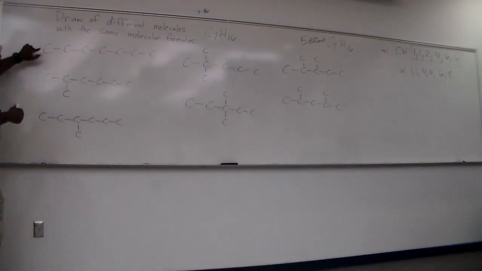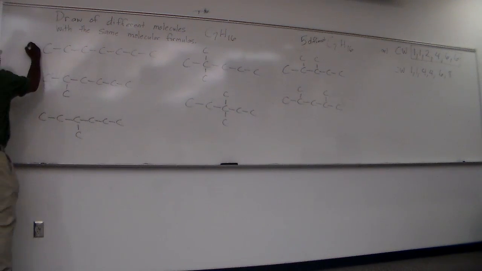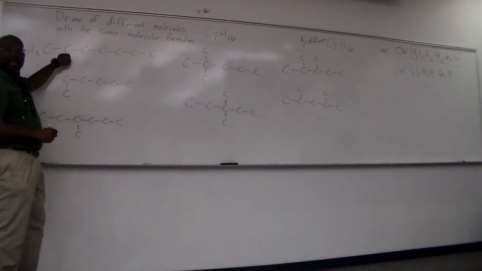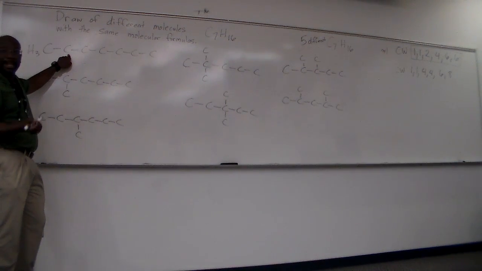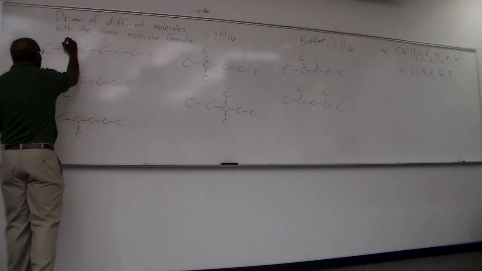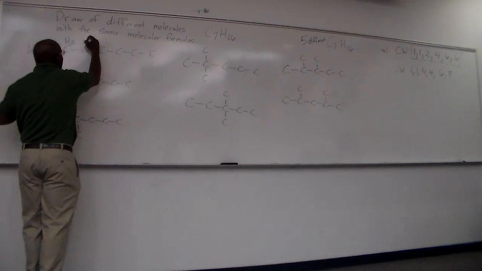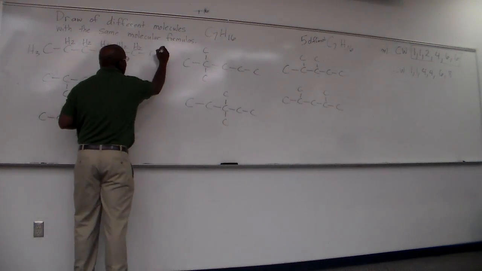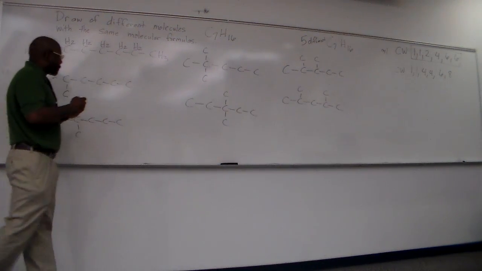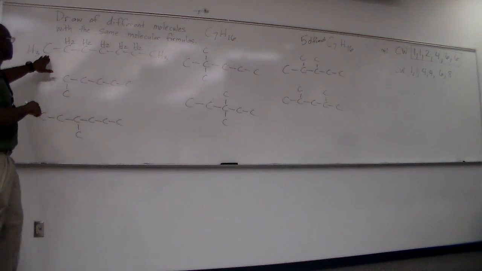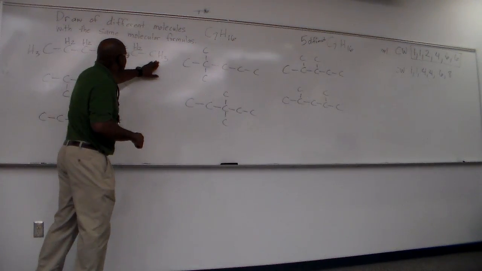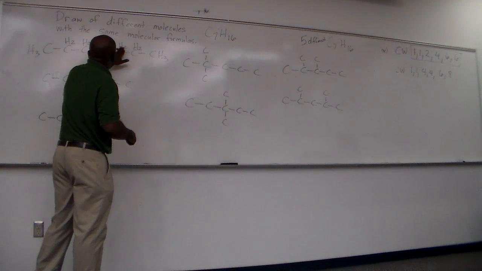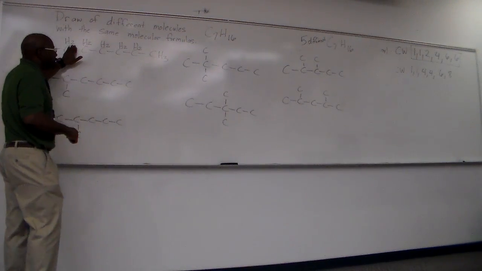You count. How many bonds is carbon shown to have? 1. I need to add how many hydrogens? 3. This one has how many bonds shown? 2. I need to add how many hydrogens? 2. 2. 3. Do your count. 3, 6, 8, 10, 12, 14, 16.